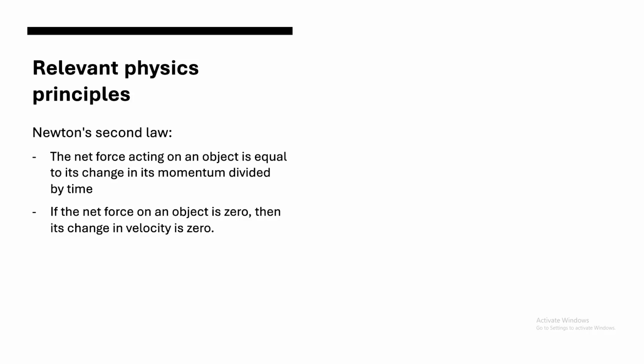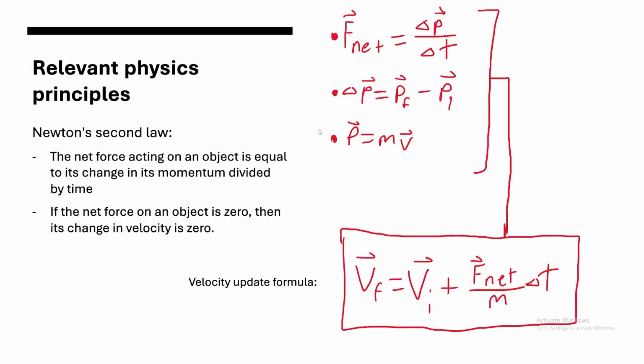Before we go on to observe the data that we collected, it's important to define Newton's second law. This law states that the net force acting on an object is equal to its change in momentum divided by a certain time period. This means that if the net force on an object is zero, then its change in velocity must also be zero. Using these three equations from Newton's second law, we can derive and combine these into what is known as the velocity update formula, which we will use to observe the velocity of the marker in this experiment.